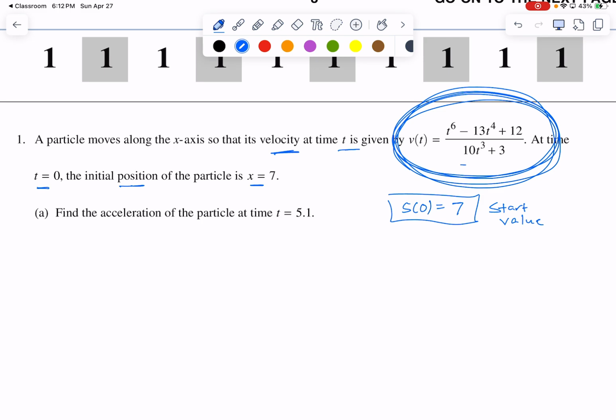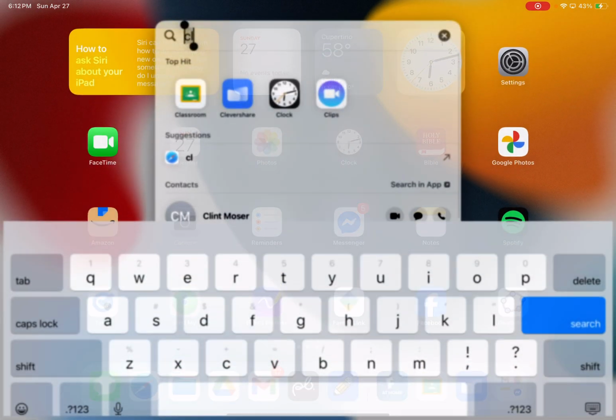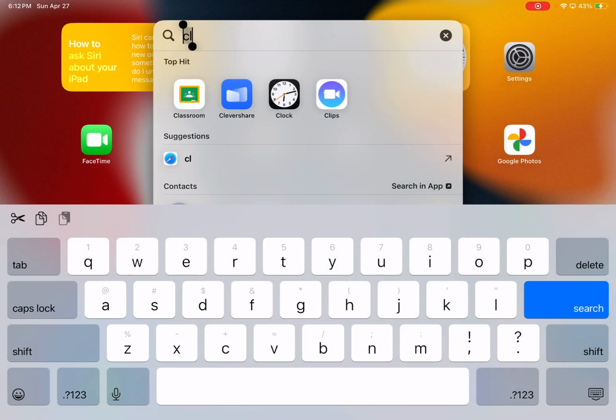All right, so plug this into y1. You're going to hit alpha, x, and type in x to the 6th power minus 13x to the 4th plus 12 over 10 x cubed plus 3. So somebody tell me that equation since I can't see it.